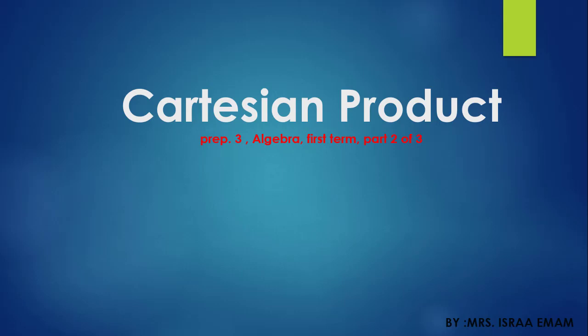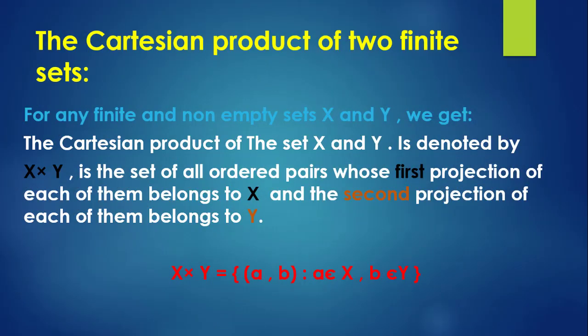It was about ordered pairs, and we said that two ordered pairs are equal if the first projection in the first ordered pair equals the first projection in the second, and also the second projection in the first ordered pair equals the second projection of the second ordered pair. Today we will continue this lesson, and we want to know what we mean by Cartesian product.